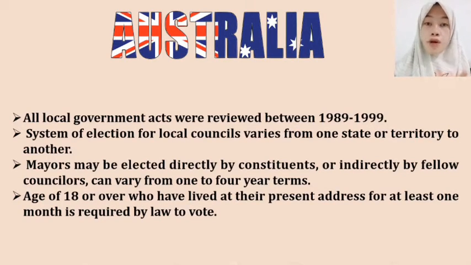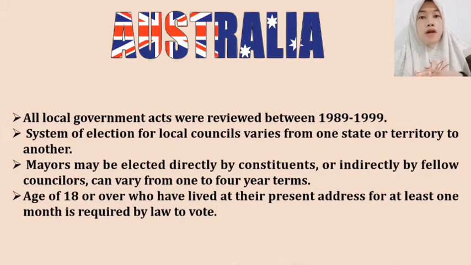Voting system. The system of election for local councils varies from one state or territory to another. Some states have adopted voluntary voting, while others have compulsory or universal postal voting for council elections in order to increase voter turnout. Mayors may be elected directly by constituents or indirectly by fellow councillors, and terms for both can be varied from 1 to 4 years.